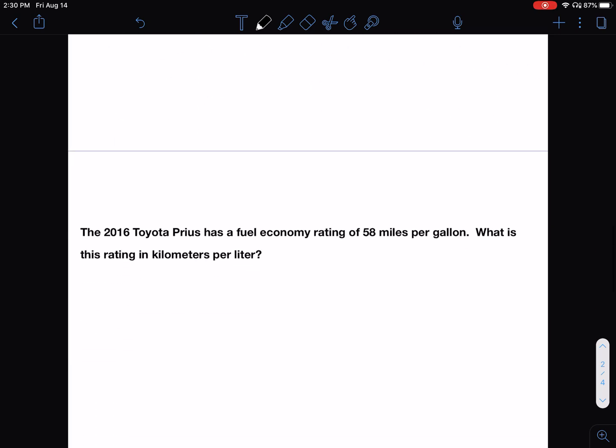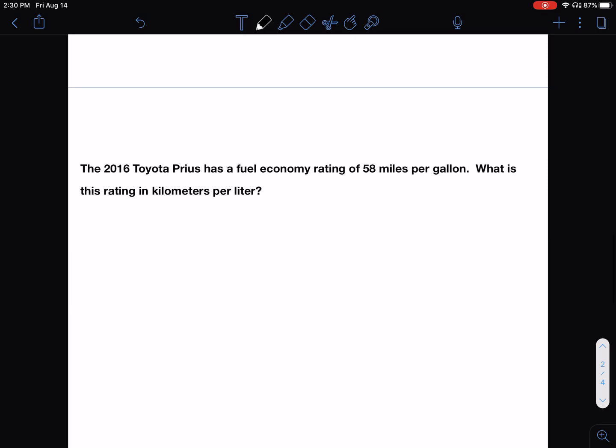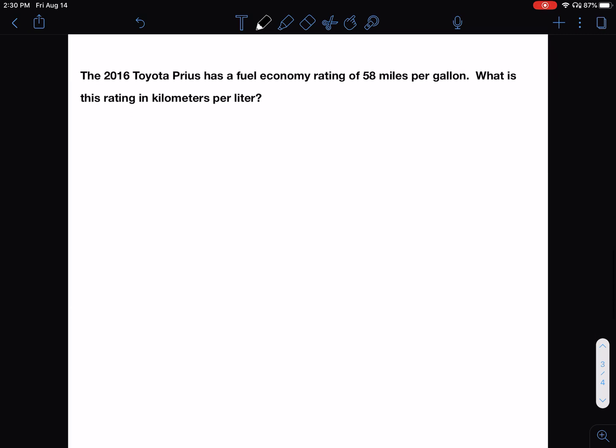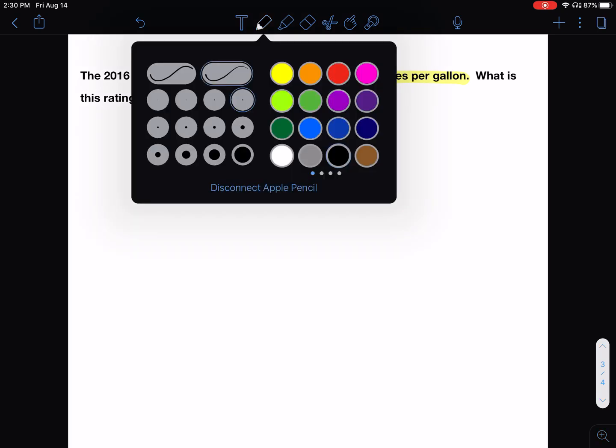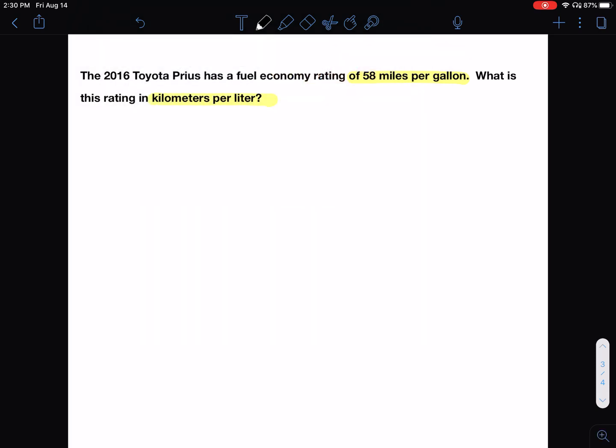So let's try one more, and in this case what we're looking at is fuel economy. So we can see the question: the 2016 Toyota Prius has a fuel economy of 58 miles per gallon. What is this rating in kilometers per liter? This is a little bit more complicated than the first couple we looked at. And so again, I'm going to write out what we know.